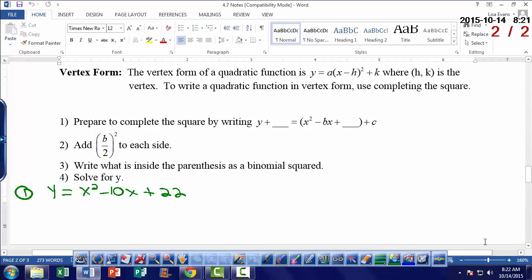Okay, so what I did is I took the example that we see on the following page and I wrote it here so we can follow the steps. Okay, we're going to prepare to complete the square by writing our equation like this. So let me show you what I'm talking about.